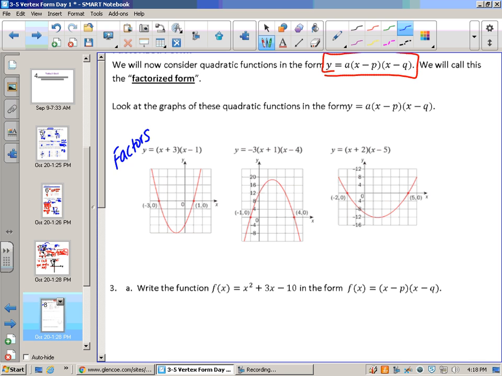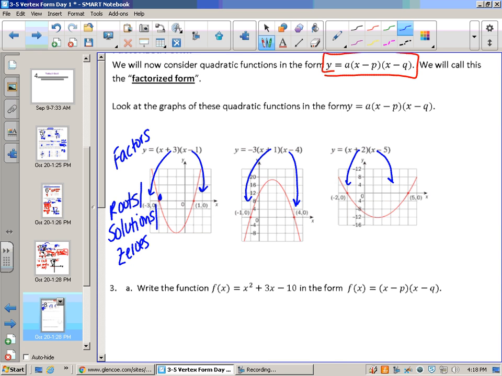So we have x plus 3 times x minus 1, and then your roots, or your solutions, which is also called your zeros, which on your pre-assessment you guys are a little bit worried about, you take these values and actually solve them to see what x equals. So if your root is -1, then your factor is going to be x plus 1. If your root is +4, then your factor is going to be x minus 4.